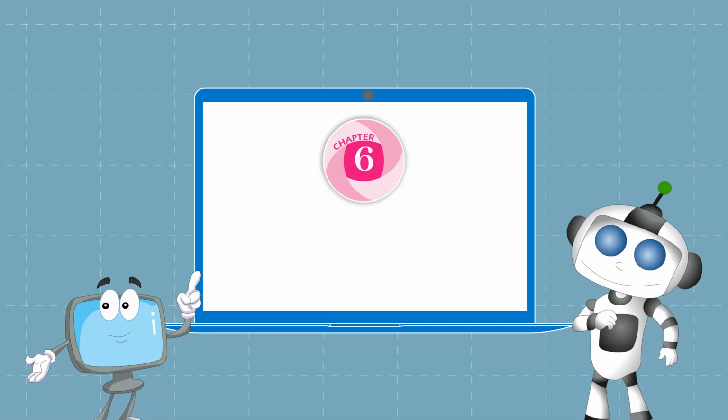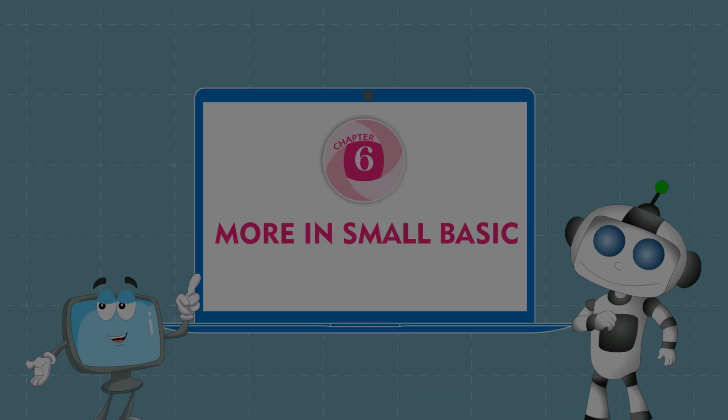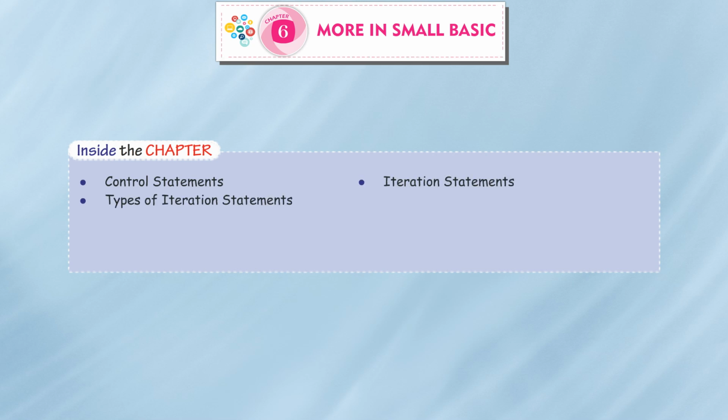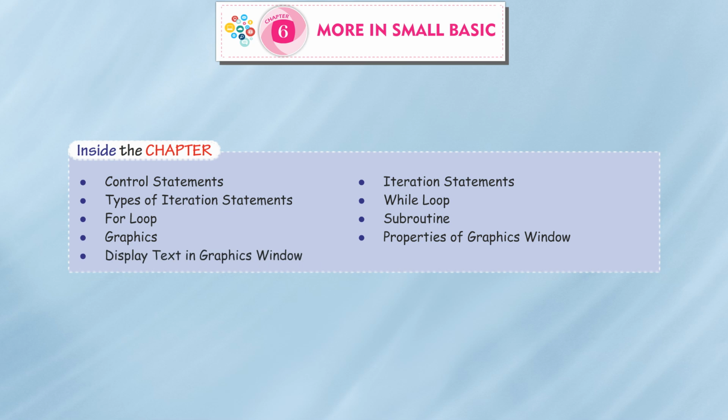Chapter 6. More in Small Basic. Inside the chapter: control statements, iteration statements, types of iteration statements, while loop, for loop, subroutine, graphics, properties of graphics window, display text in graphics window, operations.